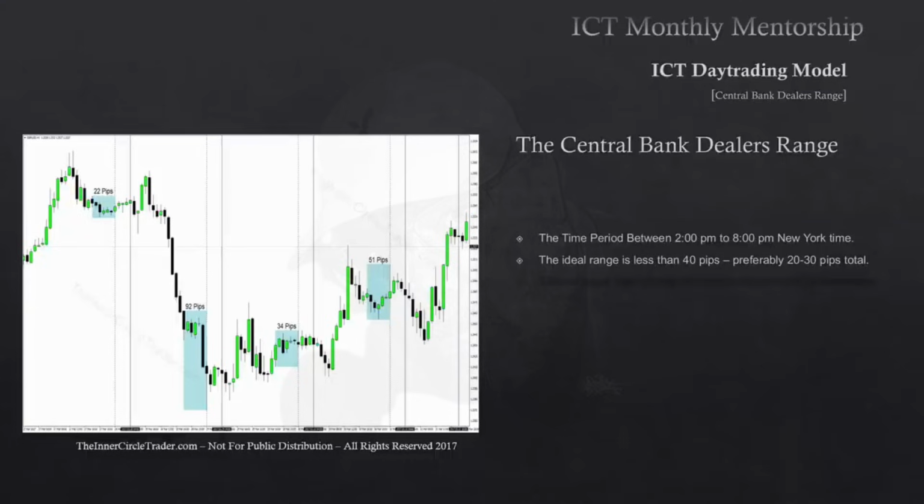Then find out what that looks like in your platform for your charts and delineate that with a vertical line with 2 p.m. New York and 8 p.m. New York. Between those two time windows, the highest high and the lowest low ideally should be less than 40 pips, preferably 20 to 30 pips total. Ranges larger than 30 pips can tend to be unfruitful for projections.